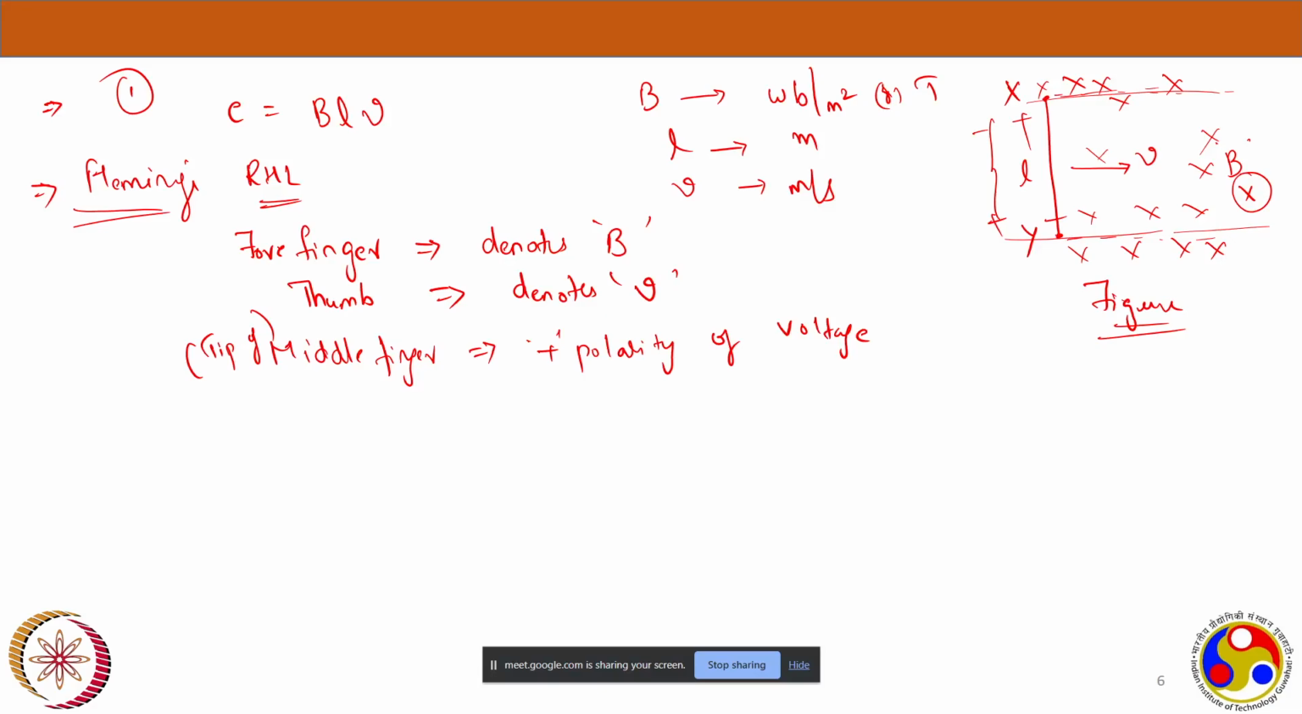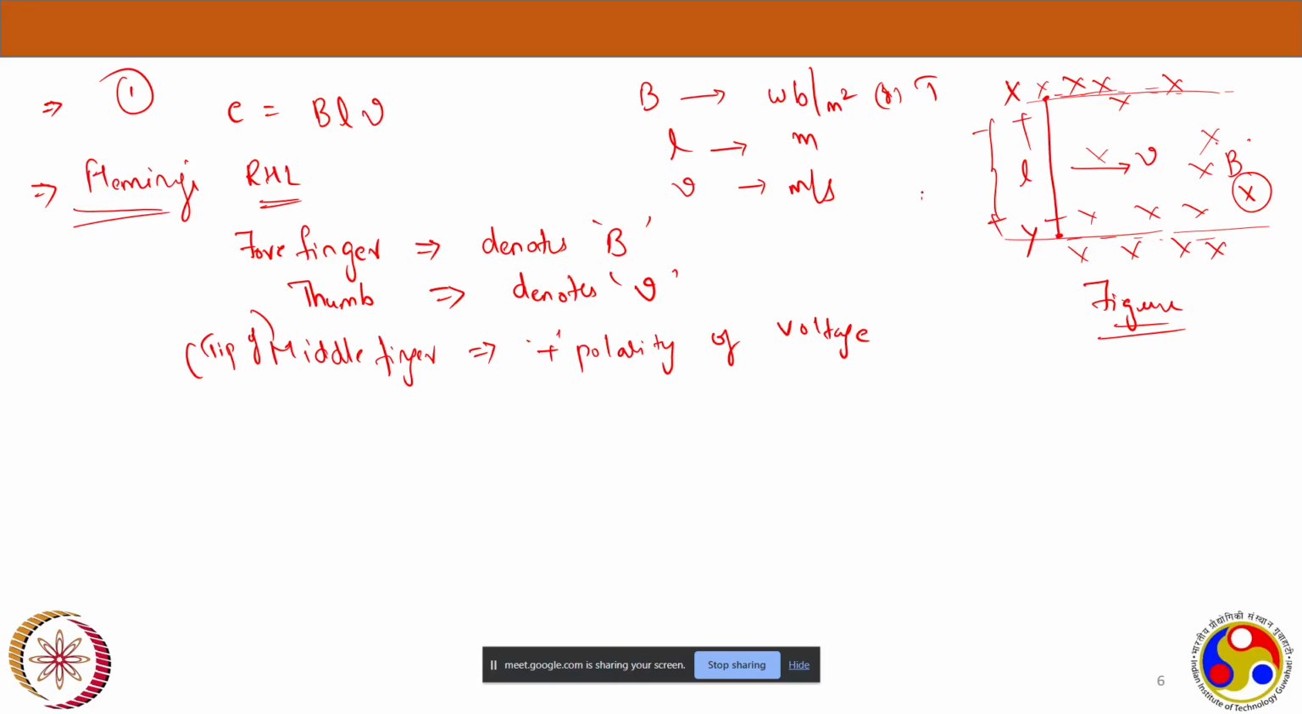Now, everyone take your right hand and your forefinger. That will denote the direction of your magnetic field. That is into the paper, so this is towards the floor. And this is the velocity, and this is the thumb. Now the tip of the middle finger will give the positive polarity. Now here is the positive and here is the negative.